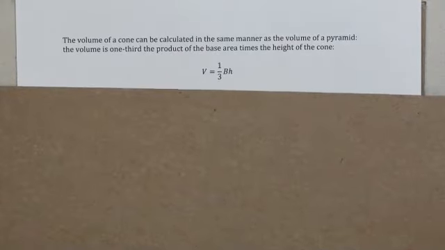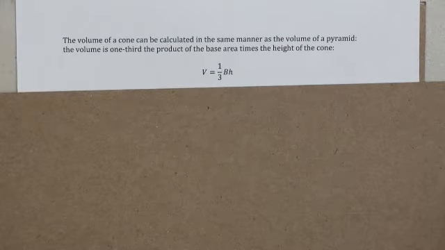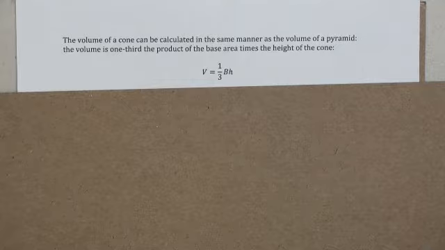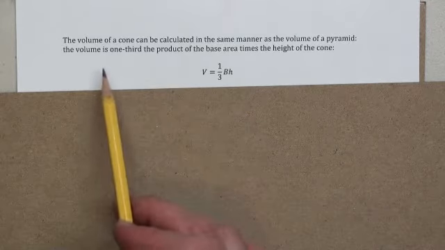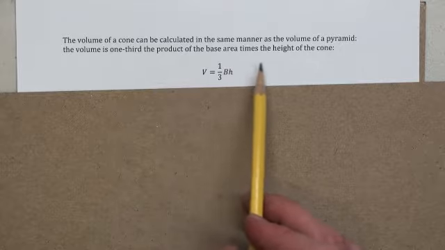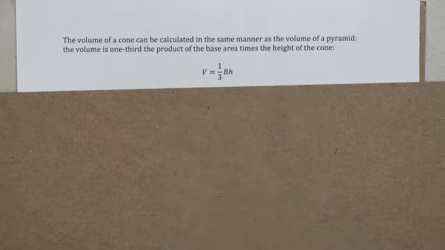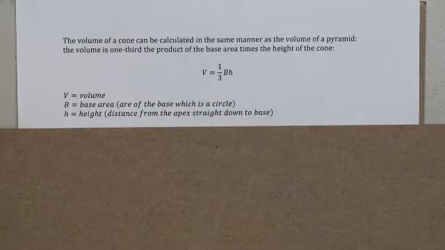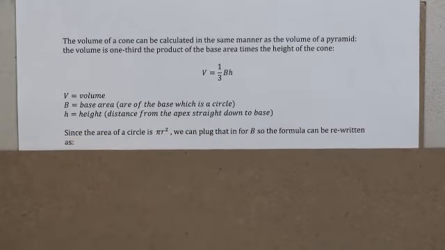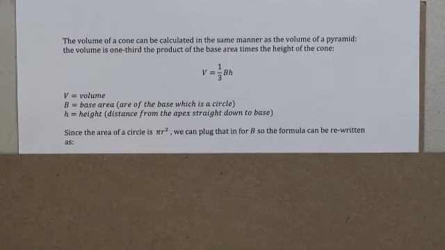So the volume of a cone can be calculated in the same manner as the volume of a pyramid. Remember, it was 1/3 times the base area times the height. So the volume is 1/3 the product of the base area times the height of the cone. Okay? Where V is volume, B is the base area, which is the area of the base, which is a circle, and H is the height, the distance from the apex straight down to the base, or the altitude.